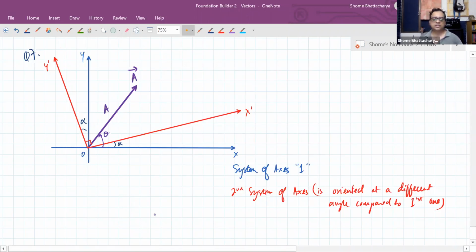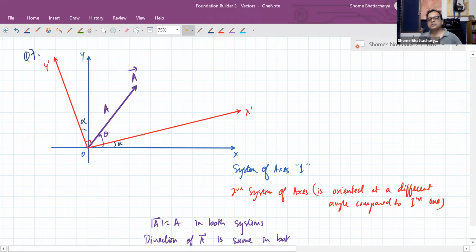So if this is the case, you can see that the magnitude of the vector A is capital A in both systems. The direction of vector A is the same in both systems.